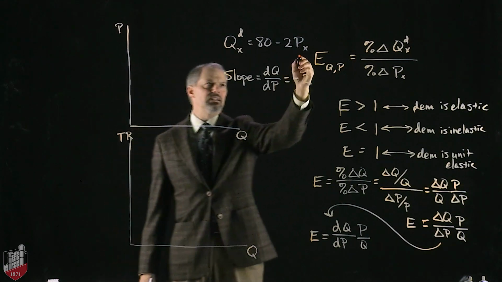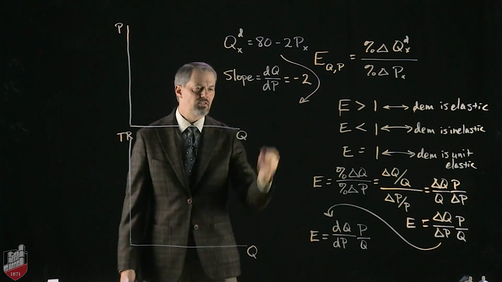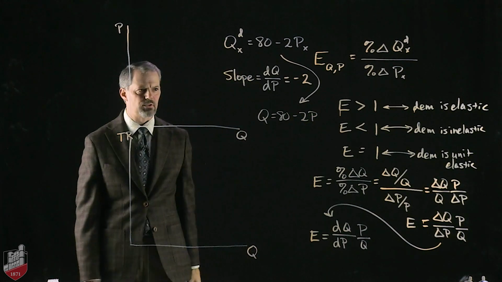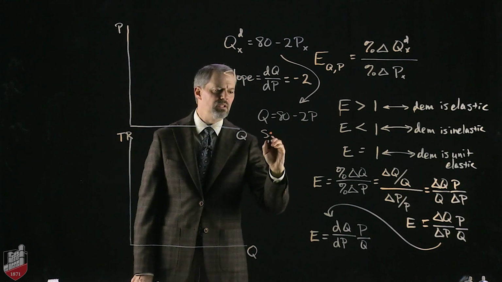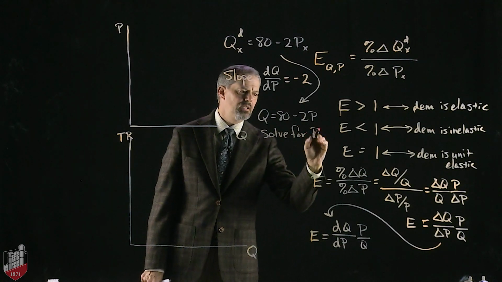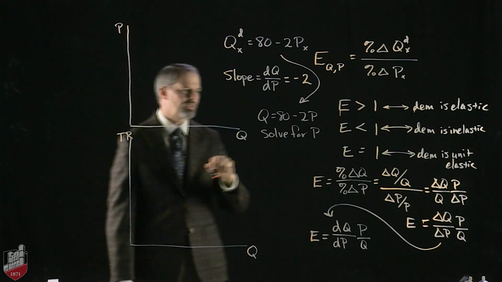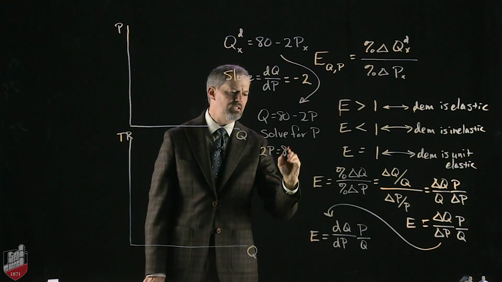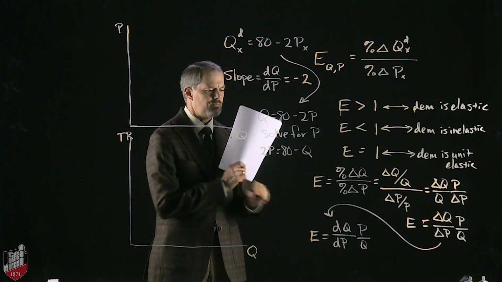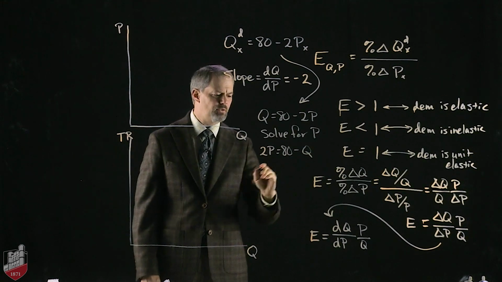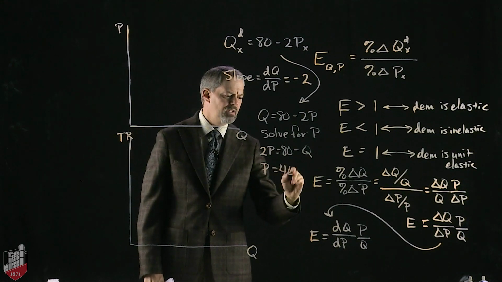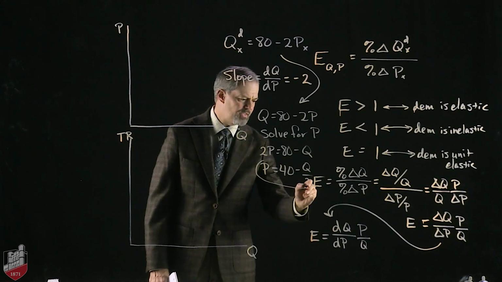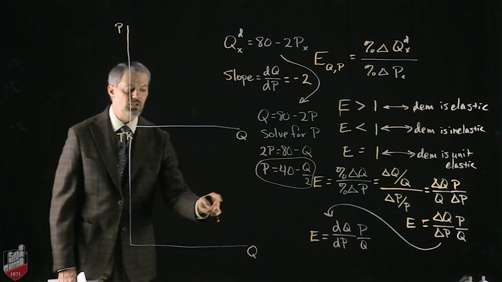Now, let's go ahead and take this function and invert it. So I'm going to write it more simply. I'm going to say Q equals 80 minus 2P. I'm going to drop the superscripts and subscripts, and I'm going to solve this for P. That's going to allow me to draw it right up here. So I'm going to move my 2P over to this side, and I'm going to move the Q to that side. So I get 2P equals 80 minus Q. I want P by itself, so I'm going to divide by 2. That's going to leave me P over here. It's going to be 40 minus Q over 2. I'm just going to circle that. There is what I would call the inverse demand curve.